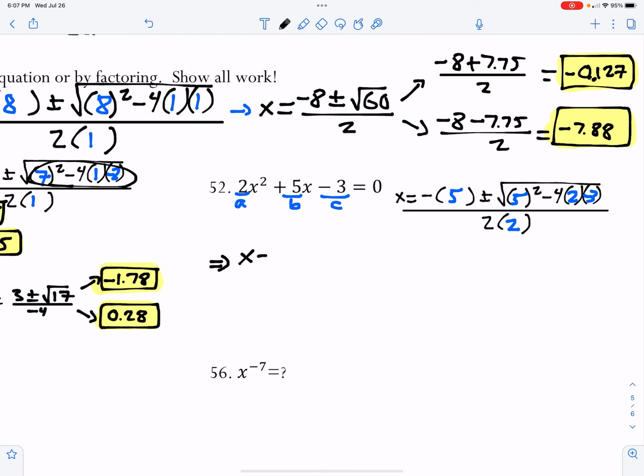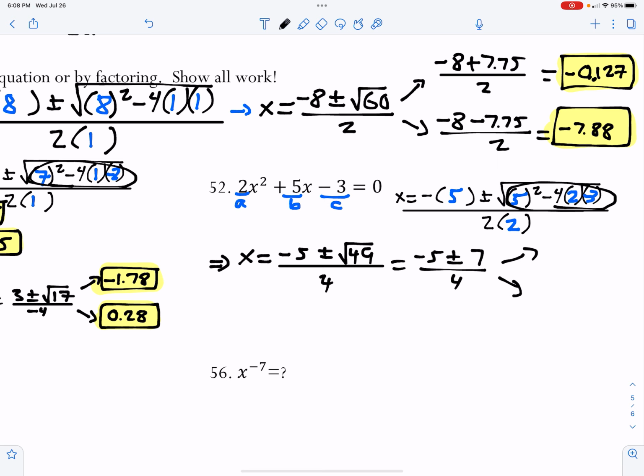Okay, now we're going x is equal to negative 5 plus or minus the square root of, when you evaluate the discriminant here, we have 5 squared is 25. Negative 4 times 2 times negative 3 is positive 24. So we're basically going 25 plus 24. Well, what's nice about this is 25 plus 24 is 49, the square root of which is 7. So that's kind of nice, over 4. So this is basically negative 5 plus or minus 7 over 4.